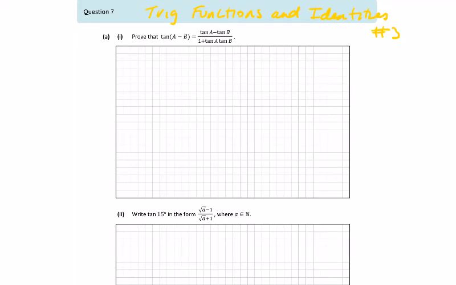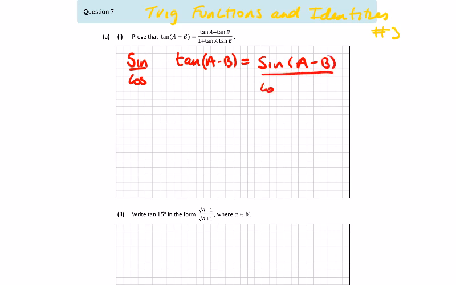In the third video on trig functions and identity, we start with a proof of tan(a minus b). There's multiple ways to do this. Tan is equal to sine over cos. So the tan of a minus b will be equal to the sine of a minus b over the cos of a minus b, which we have values for in the tables.